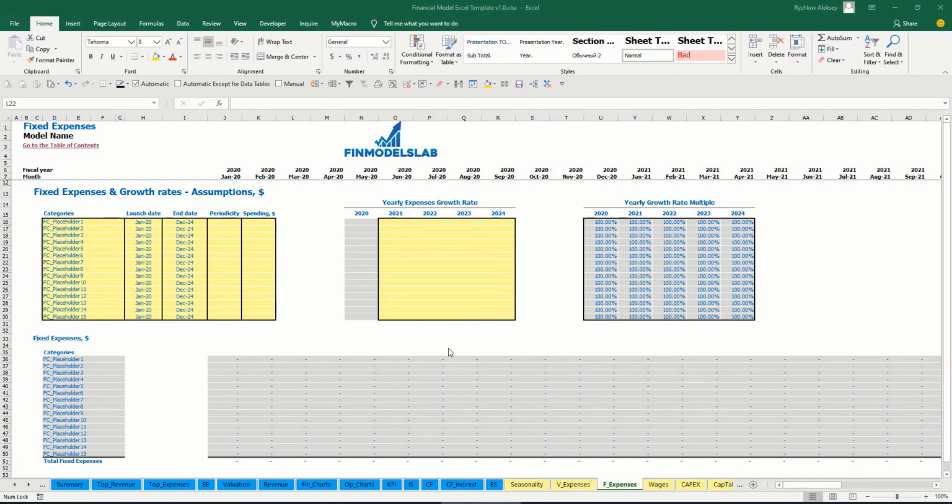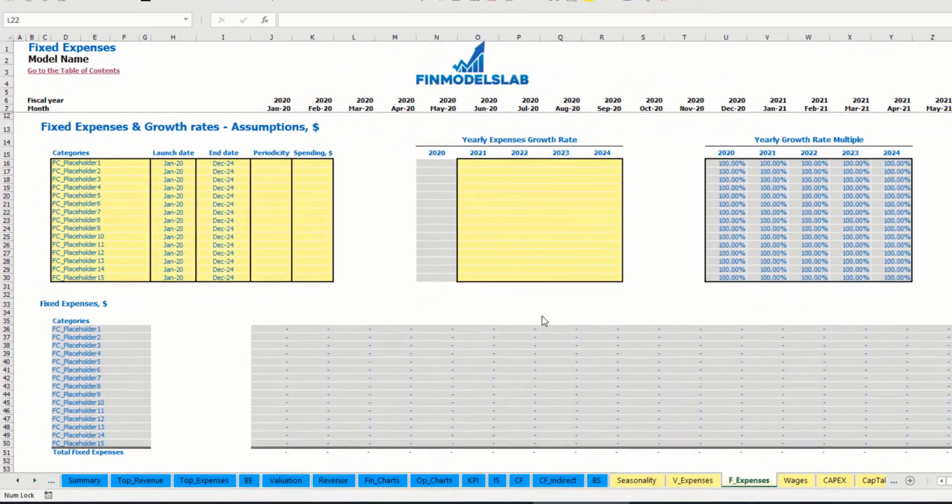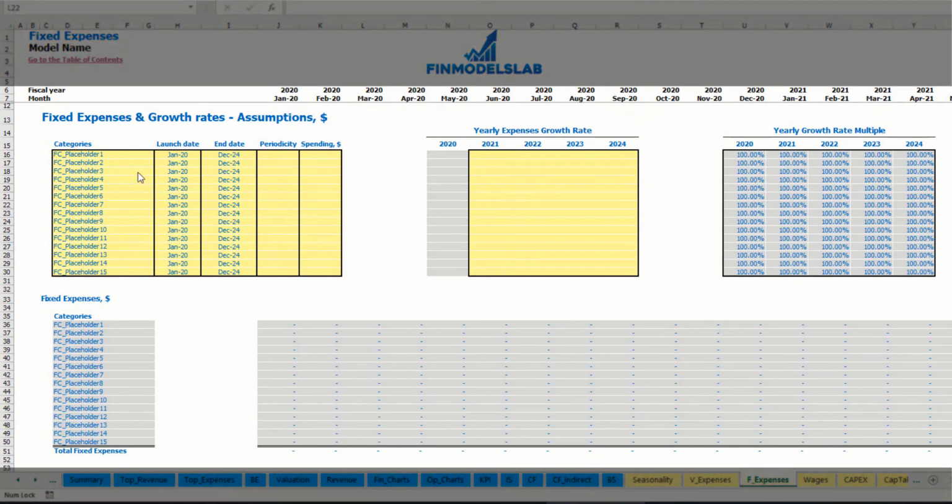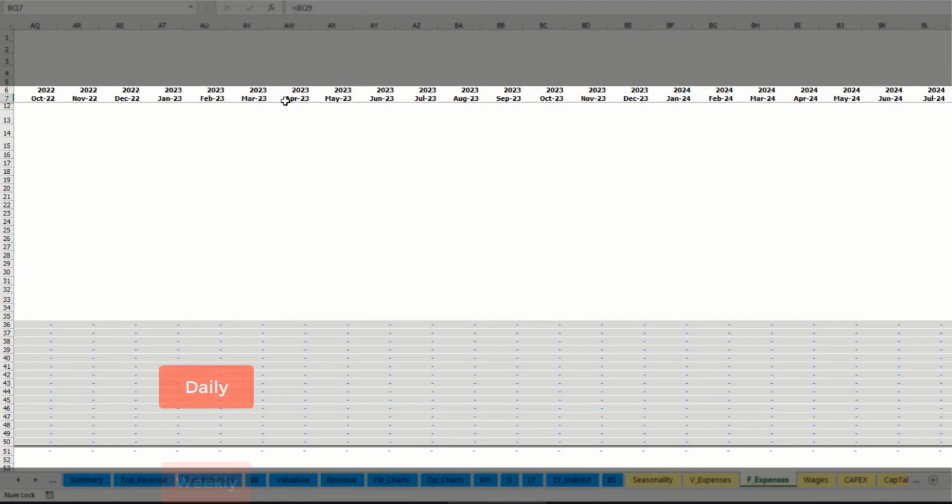On the fixed expenses tab, you may input up to 15 line items for your fixed expenses. Let me show you how it works. For example, we have utilities. You will start paying starting from March 20 till the end of the model, which is December 24. You may see it here.